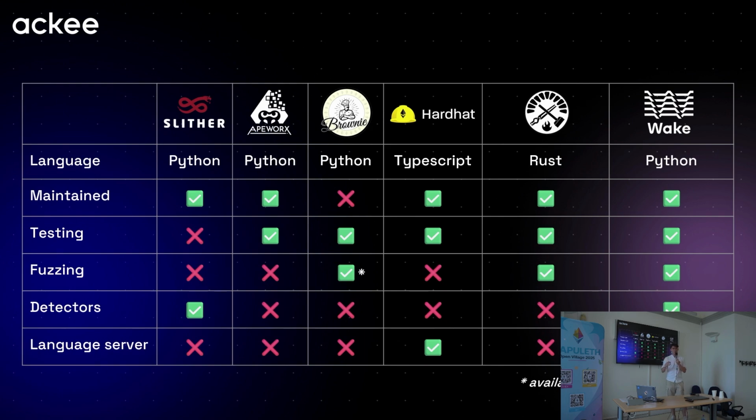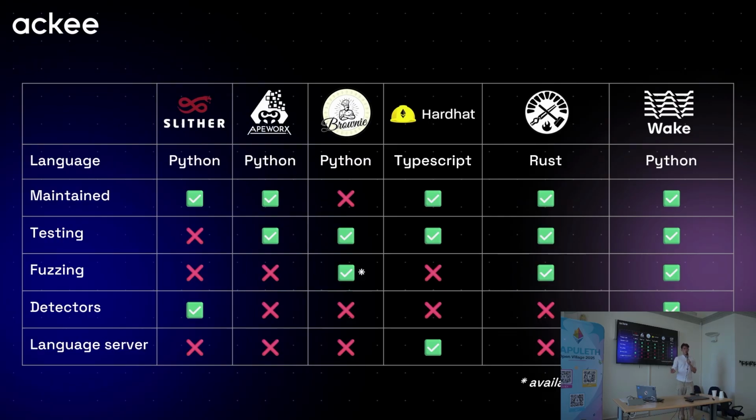Also, there is Hardhat, which is written in TypeScript. It is maintained, and it is used for testing, and not fuzzing. Another framework is Foundry. It is written in Rust, and it is maintained. It is used for testing. It is used for fuzzing. It also enables the developer to create detectors, but there are no detectors at the current time which are written in Foundry.